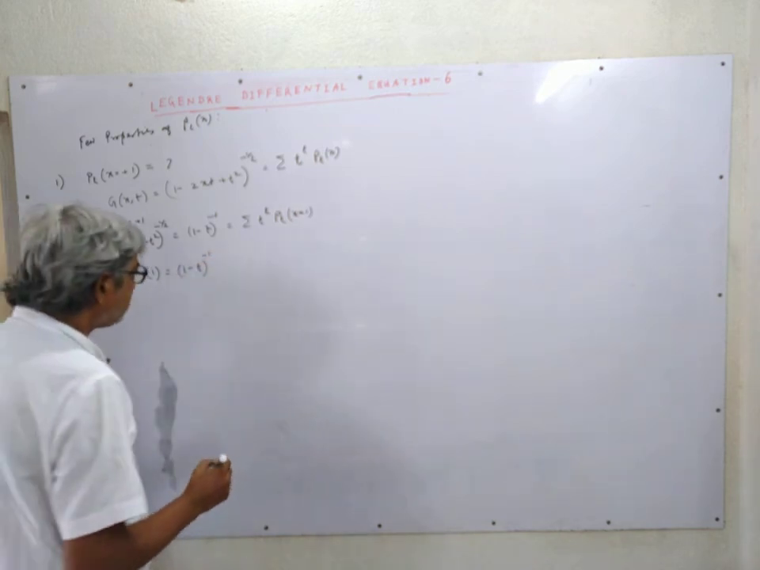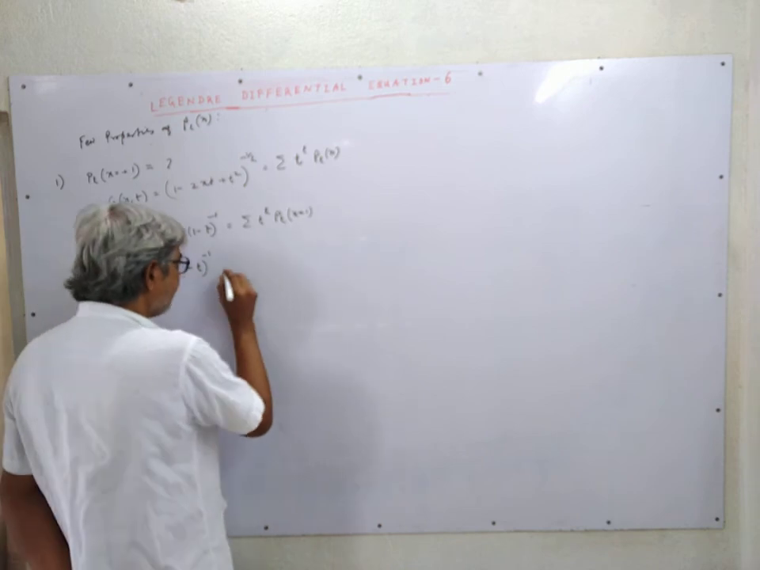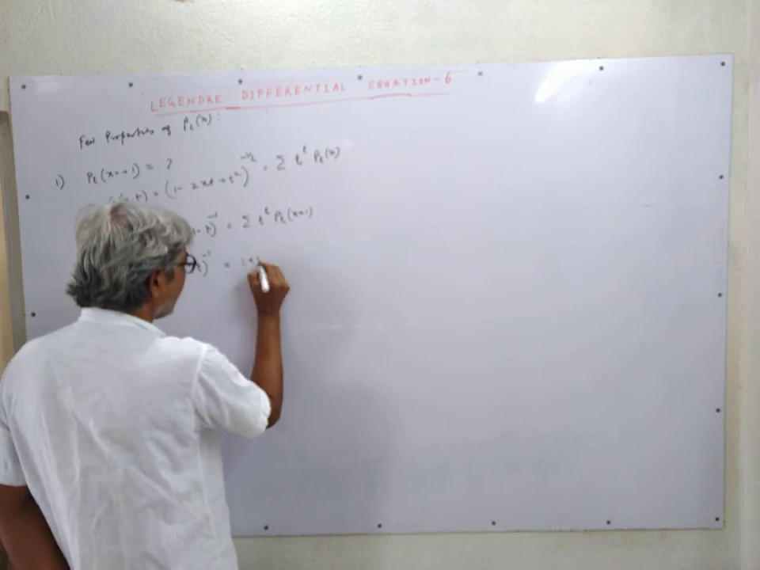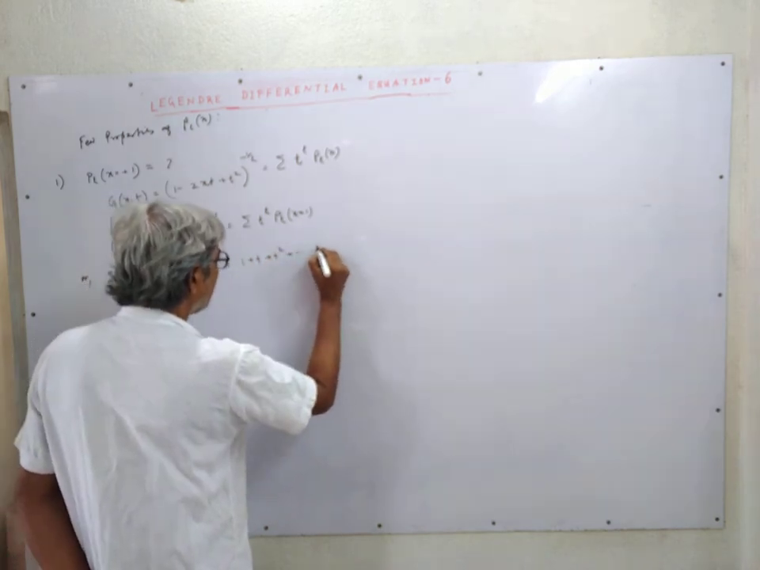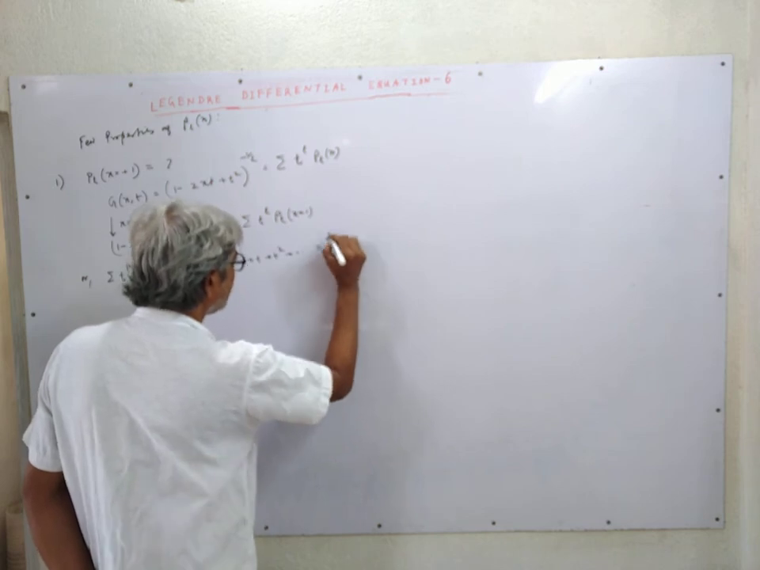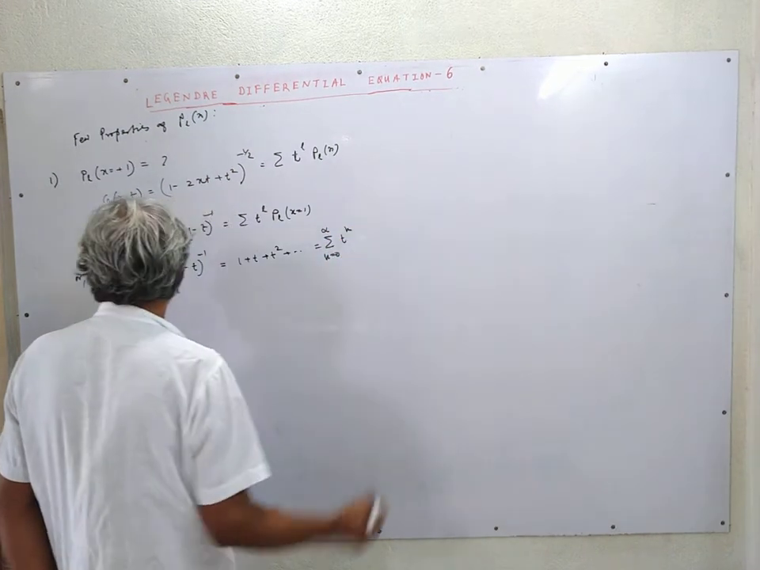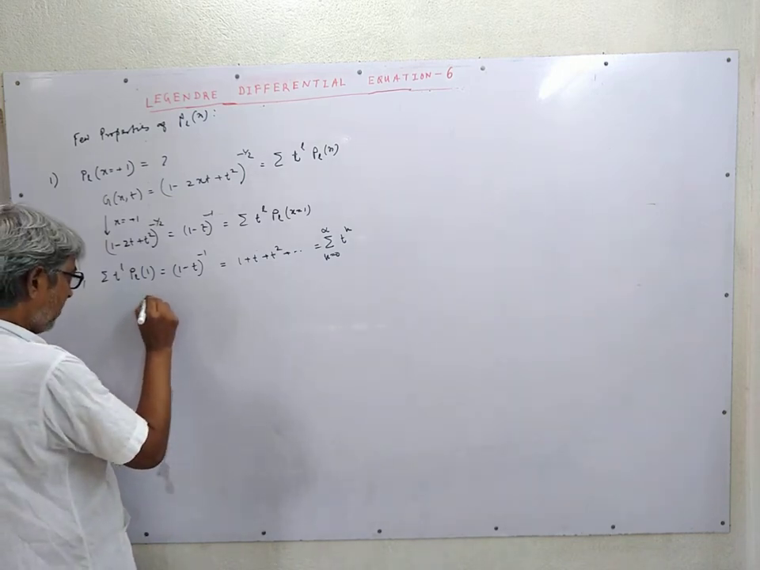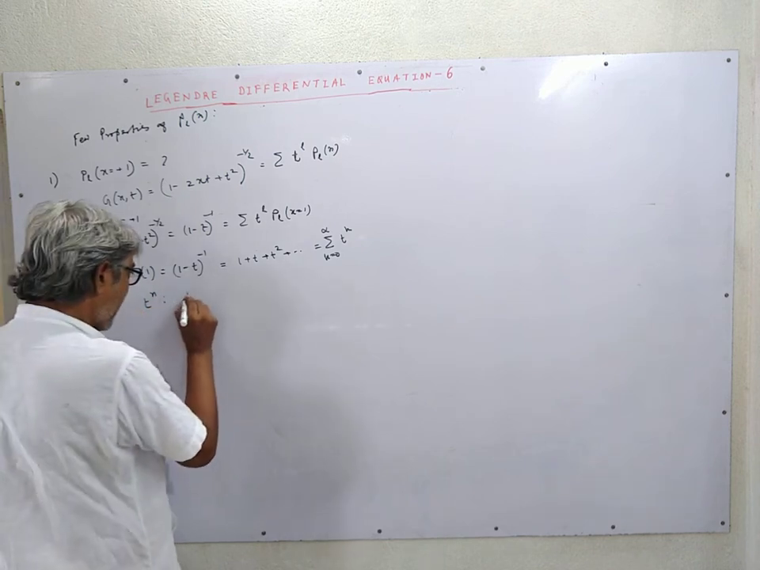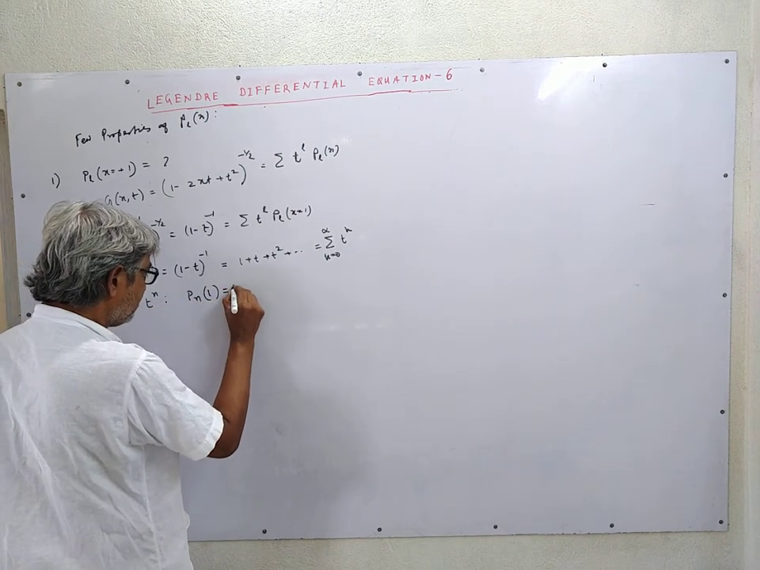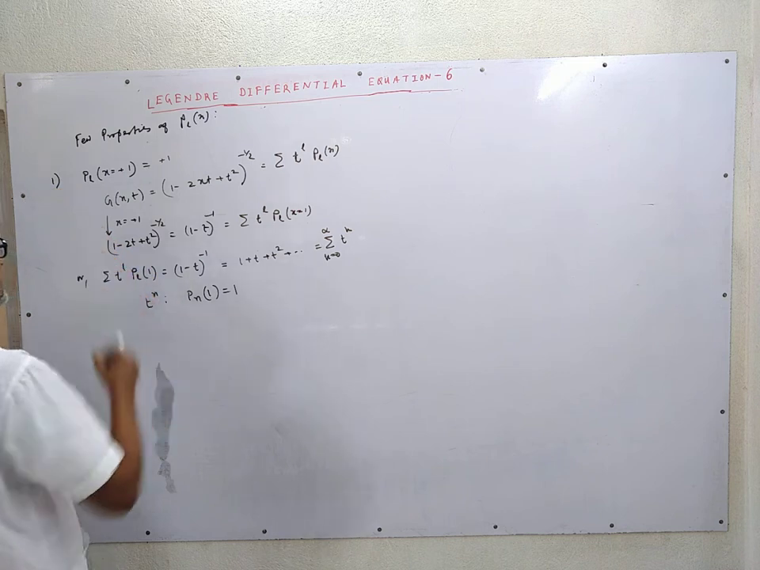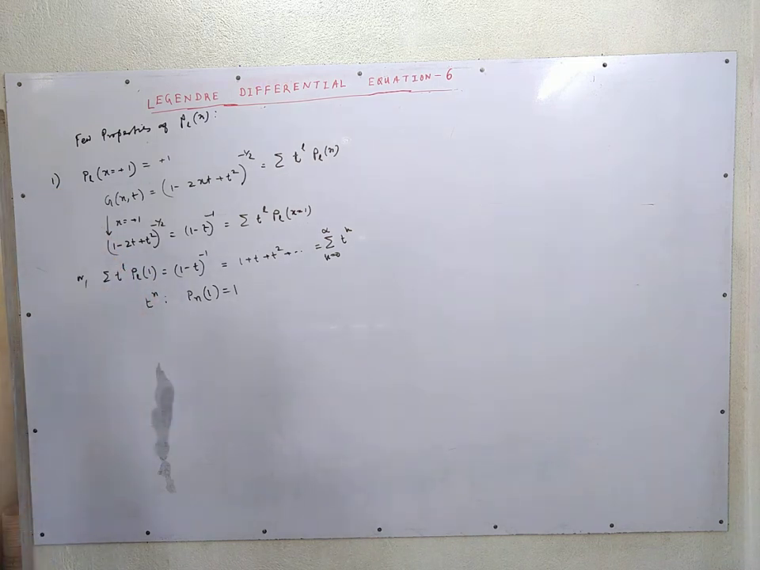If we expand it in a binomial series, since t is within the range 0 to 1, this will give a convergent series. This is 1 plus t plus t square and so on, which can be written as the sum over k equal to 0 to infinity of t to the power k. If we collect the coefficient of t to the power n from either side, we will have P_n at 1 is equal to 1. So the result is plus 1. This is one property.